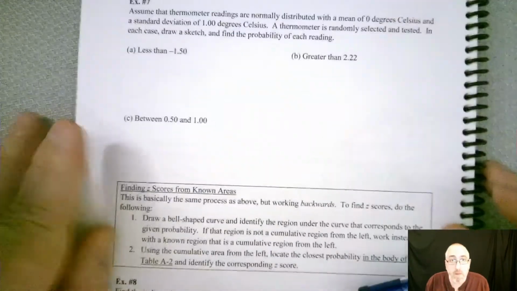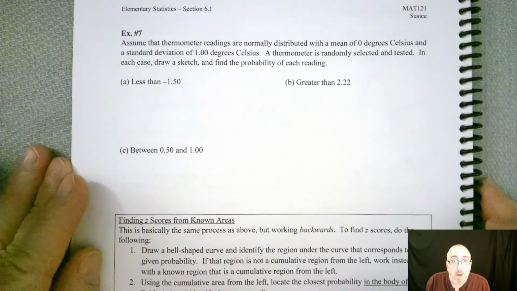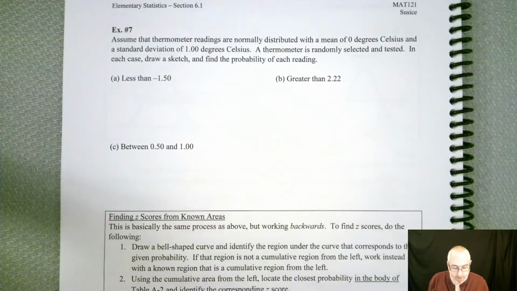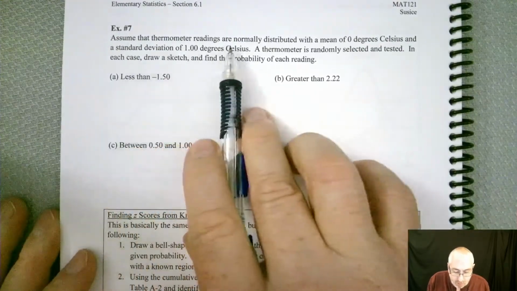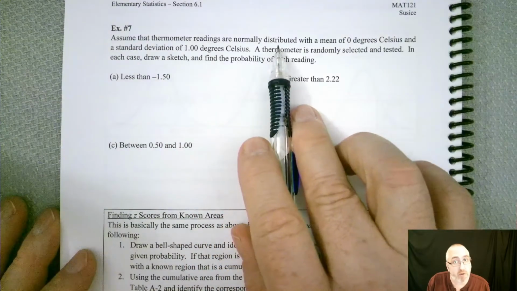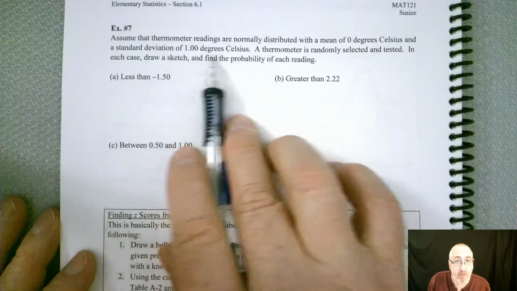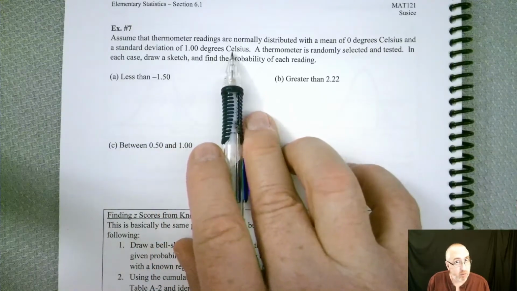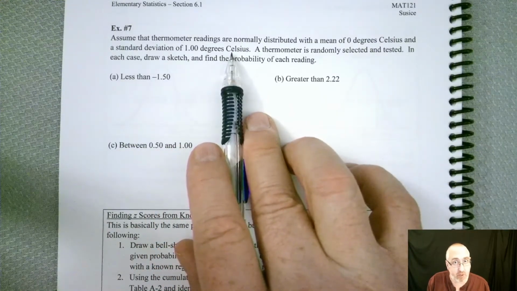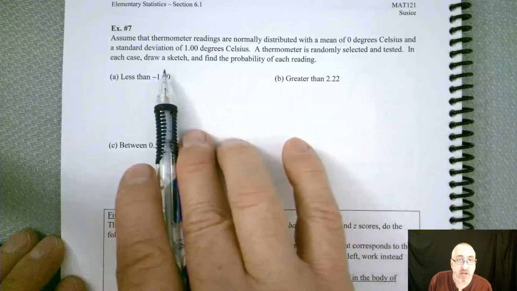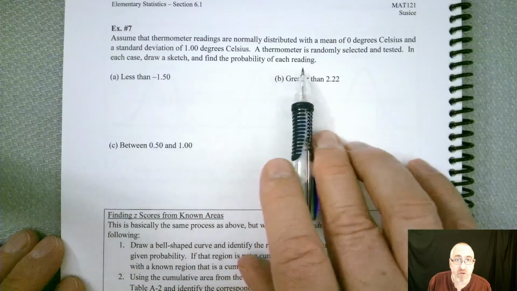All right, let's do a couple more. Now it's a little bit more wordy, but we can still frame it the same way. Assume that thermometer readings are normally distributed, so a bell-shaped curve, with a mean of 0 degrees Celsius and a standard deviation of 1 degree Celsius. Again, those conditions all have to be met before you can use the tables. A thermometer is randomly selected and tested. In each case, draw a sketch and find the probability of each reading.